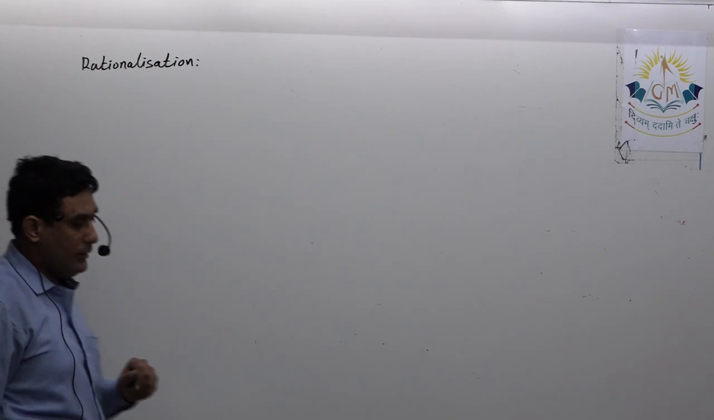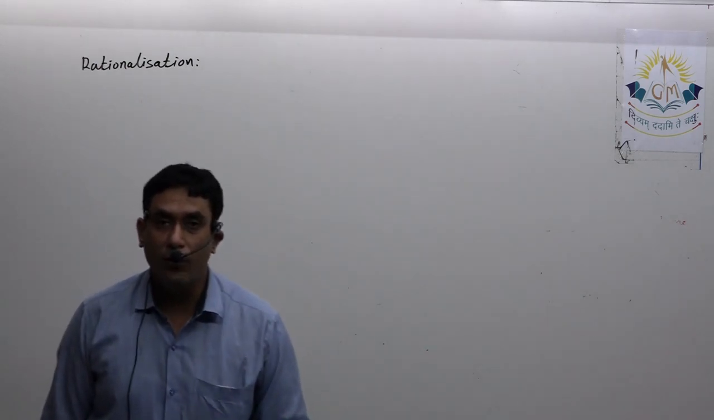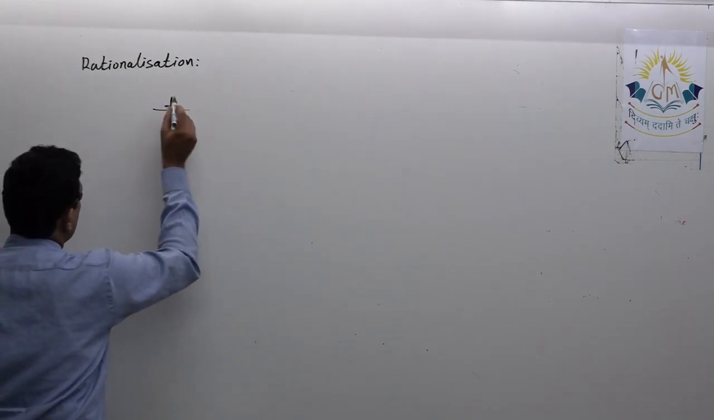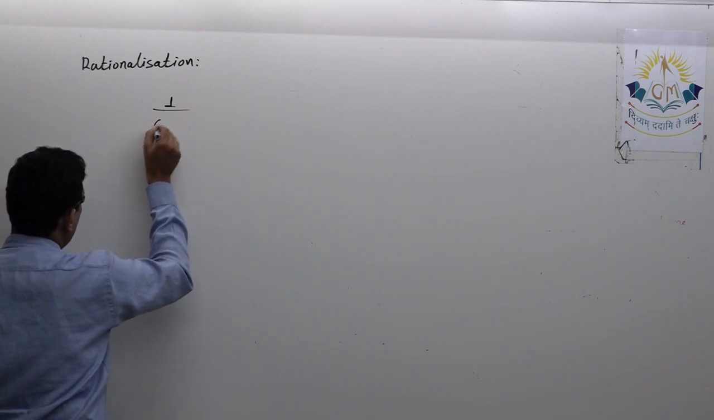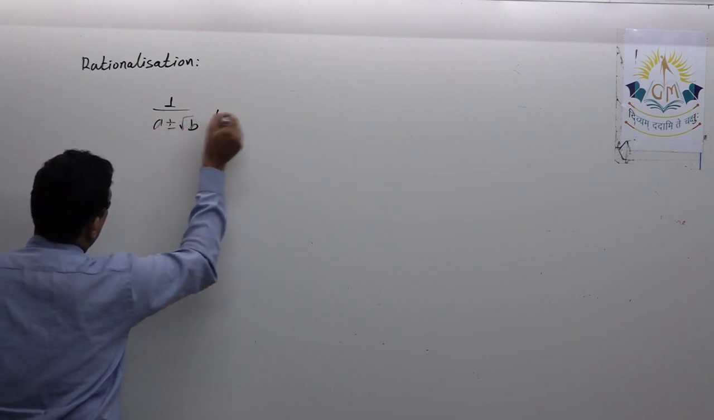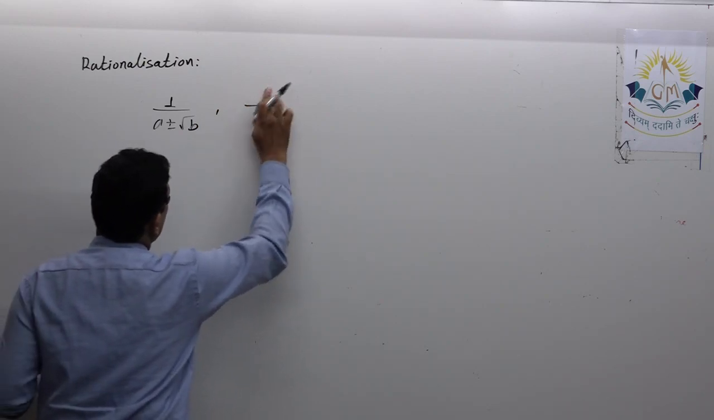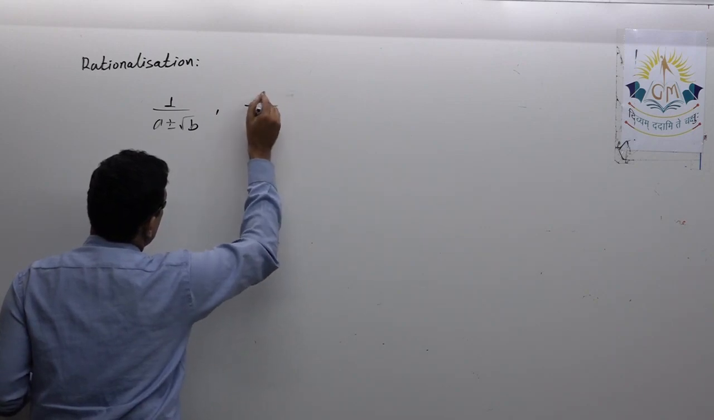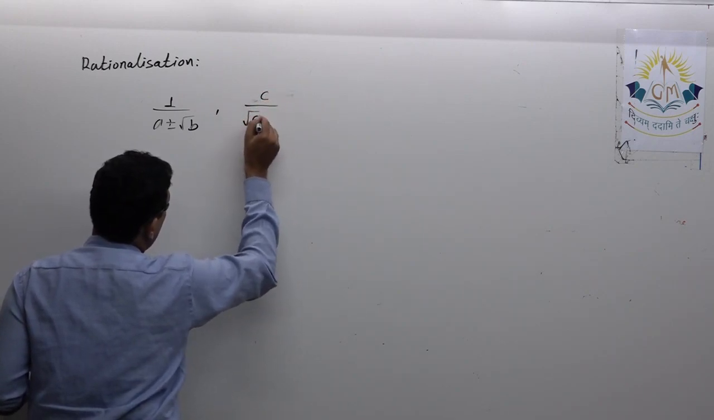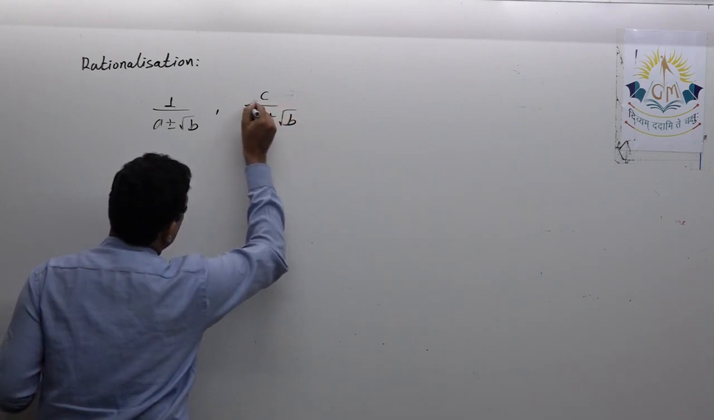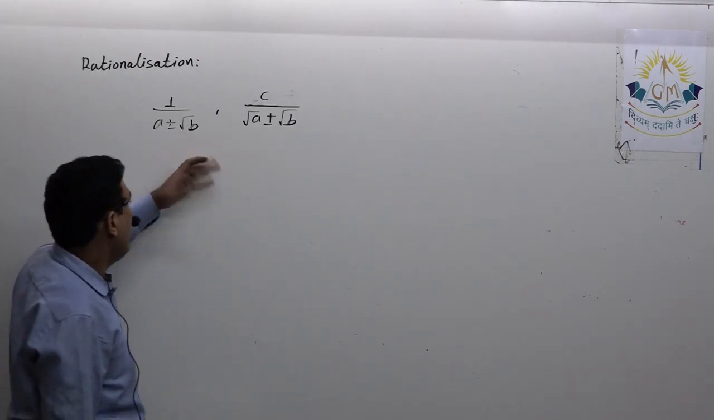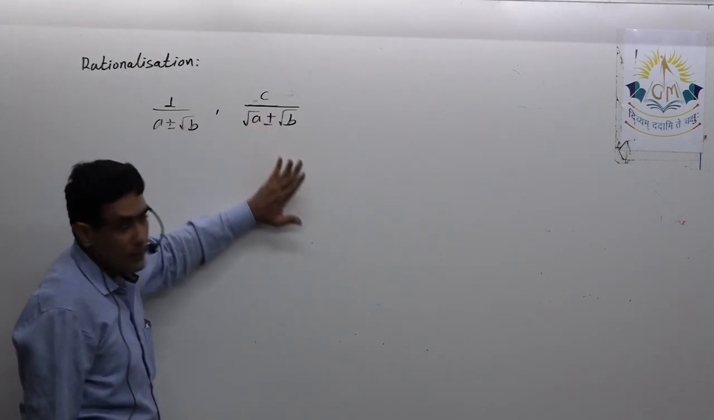Rationalization. Generally we apply rationalization when the denominator is irrational. For example, suppose we have an expression 1 upon a plus or minus root b, or c upon root a plus or minus root b. Here I am considering that a and b are not perfect squares. Simply, I am assuming that the denominator is irrational.